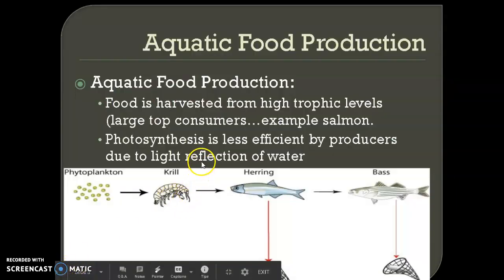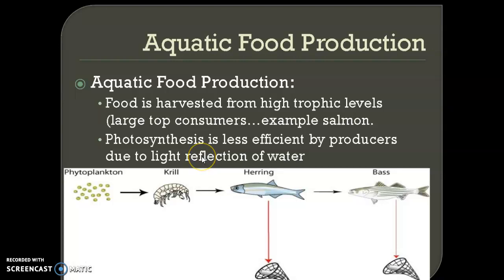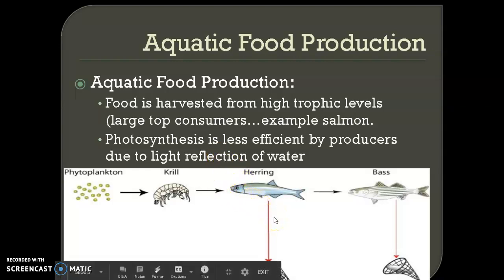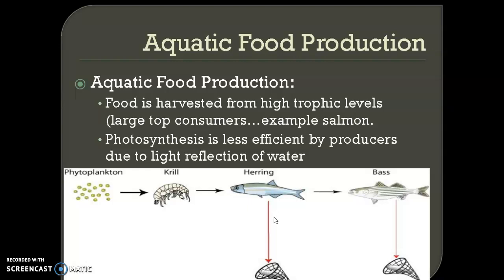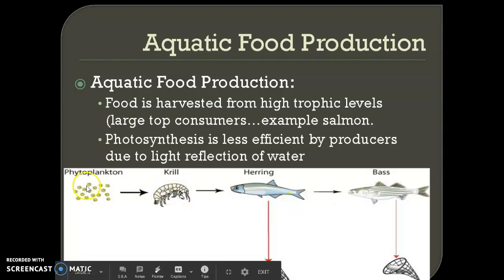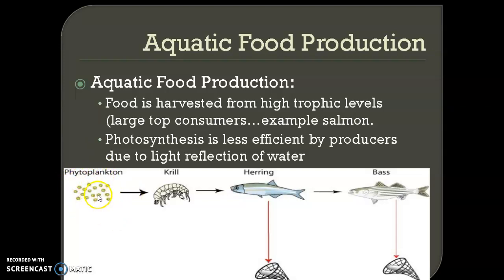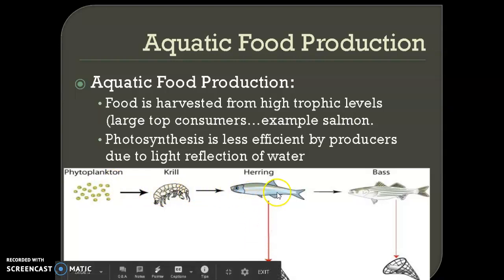Alright, so first with aquatic food production, the food is harvested from high trophic levels, large top consumers, for example, the salmon. And then photosynthesis is less efficient by producers due to light reflection off the water. So something like the phytoplankton would do photosynthesis, though it's not as efficient because of light reflecting off the water, but they do it, and then they're eaten by the krill, which gets eaten by the herring, and we catch the herring. The herring can be eaten by the bass, and we catch the bass, like we go and catch the larger things.